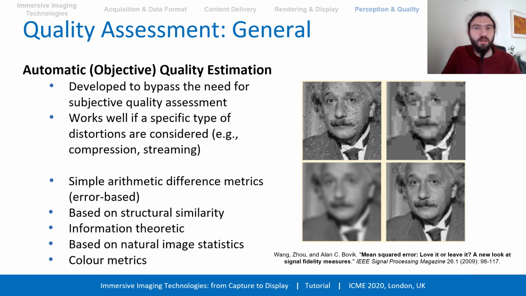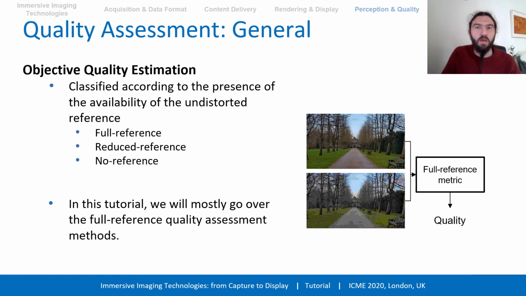The objective quality metrics can be based on various algorithms. Most commonly used ones are the metrics based on simple arithmetic differences or structural similarity, information theory, or natural image statistics. Or they can be specifically designed to determine the distances between different colors or different color spaces, that is, color metrics. The objective quality metrics can be classified according to the availability of an undistorted pristine reference sample. There are three categories for that: full reference, reduced reference, and no reference. In this tutorial, we will mostly go over the full reference quality assessment methods.